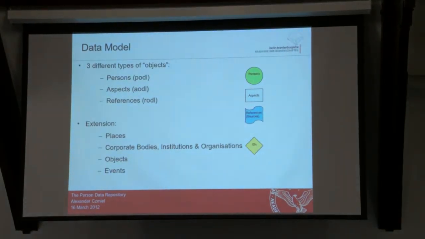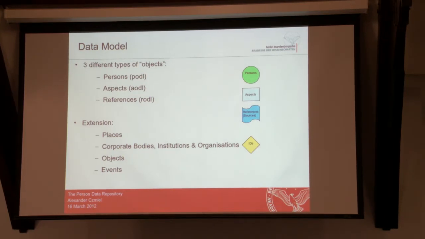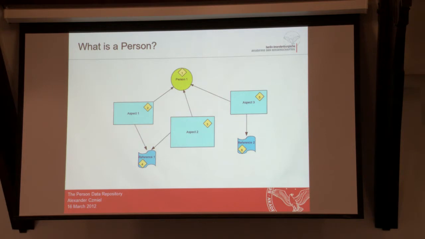These more things we see a need for are places, corporate bodies, obviously, even objects. Our corporate partner in Rome is doing research on musicians, and they want to describe musical instruments. And events, although no one knows what an event is, there is a need to describe them. So, this is how these three objects stick together. Well, I didn't mention the identifier, but it is clear that every object has to have an identifier.